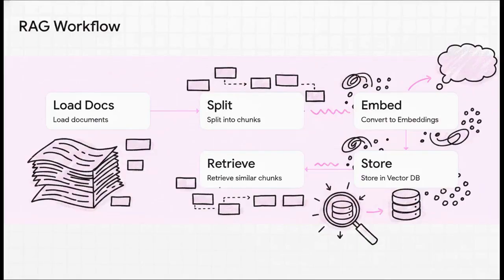Let's walk through this workflow step by step. It's like a giant puzzle. First, you load your massive documents. Second, you split them into smaller, digestible chunks. Third, you convert those chunks into embeddings, those numerical vectors we just talked about. Fourth, you store them in an index, like a vector database such as FAISS. And finally, when a user asks a question, the system converts that question into an embedding, retrieves the most mathematically similar chunks, and hands them right to the LLM to craft an incredibly accurate answer.